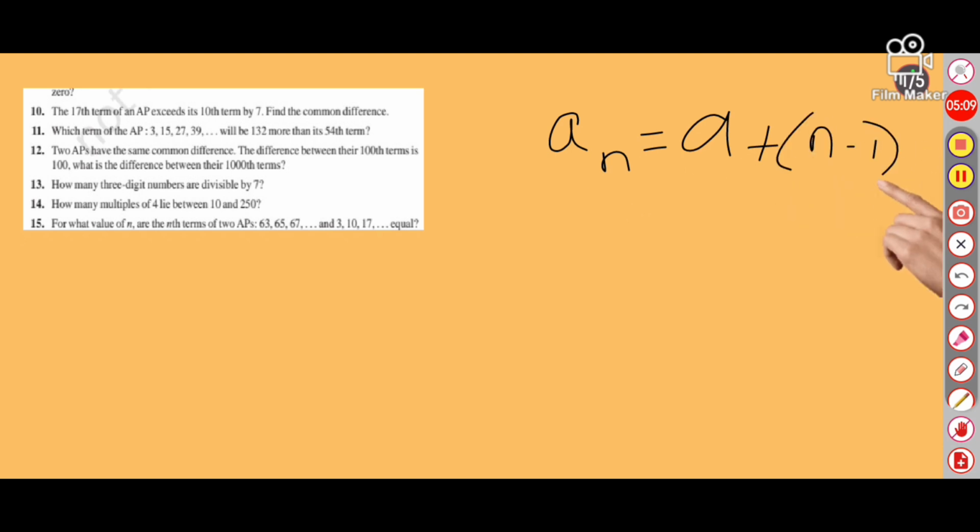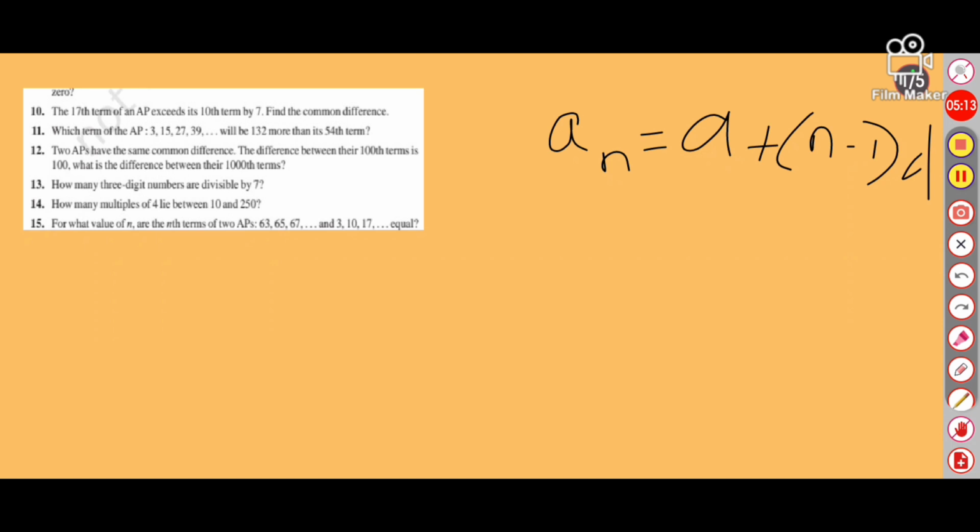Now we'll see the next question, the 12th one. Two APs have the same common difference. The difference between their 100th term is 100. What is the difference between their 1000th term? Okay, two APs have the same common difference. First is again the general format of the AP, an equals a plus n minus 1 into d.